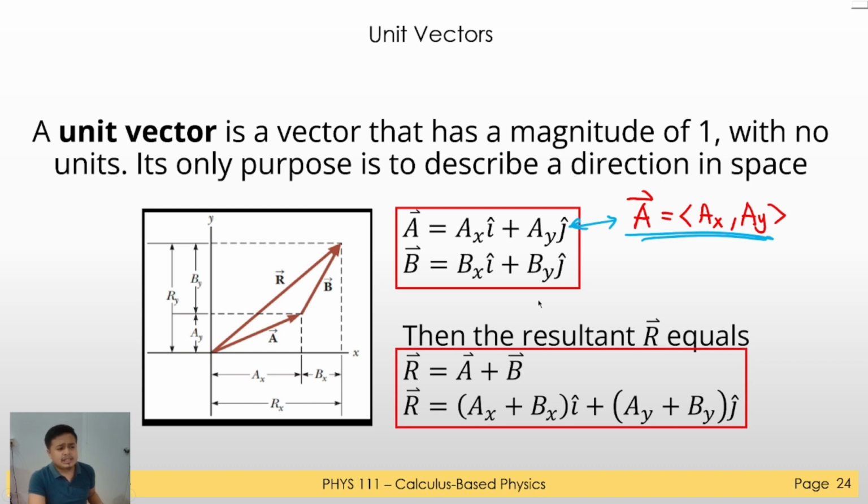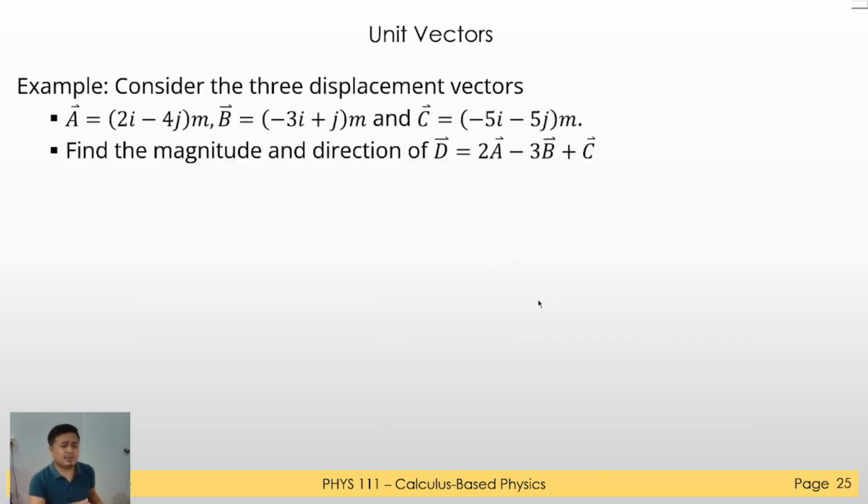Right? Okay, so let's say we have this problem. We have A, B, and C vectors. We want to find the magnitude and direction of the vector D. So how do we do this? So for vector D, we want to do this operation. So we have 2 times vector A minus 3 times vector B plus C, or the C vector.